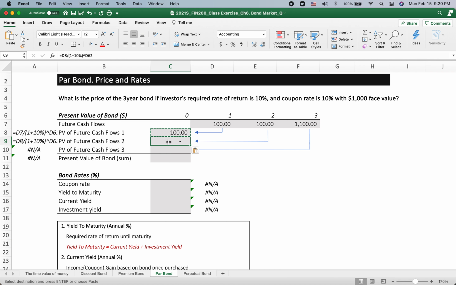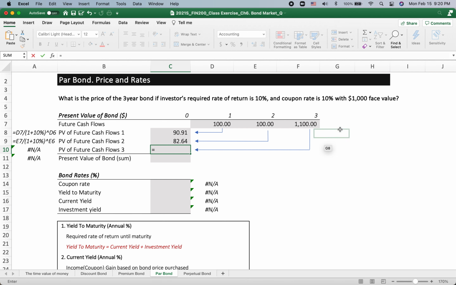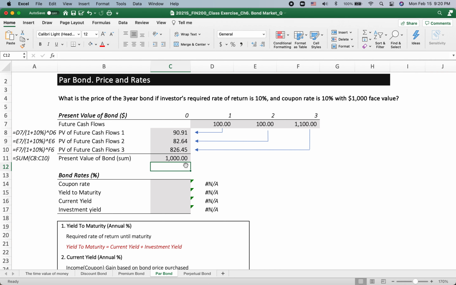Then the same way. Oh, but I have to put here, sorry, this and then that. Then last one, 1 plus 10% to the power of year 3. So what would be the present value of the bond? As you expected, right? The sum of these three numbers should be $1,000.